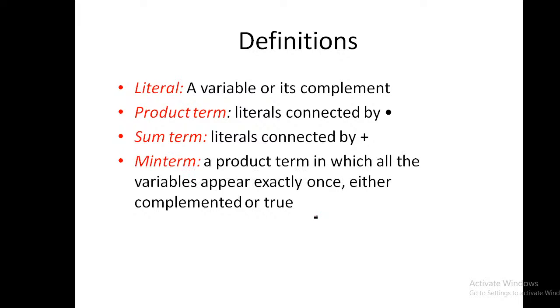And next you have the minterm. A minterm is nothing but a product term in which all the variables must appear, either in the true form or in its complement form. Like in the previous example, ABC plus A bar B bar C bar. If a function is ABC plus A bar B bar C bar, that means ABC will be a minterm and A bar B bar C bar will be another minterm.